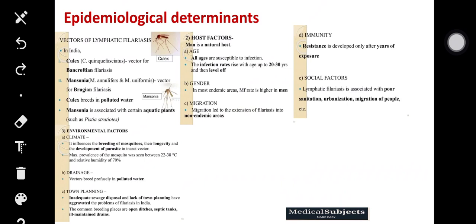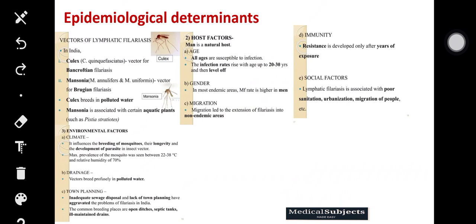So epidemiological determinants, as we know, the agent, host and environment. The agent, as we know, the Culex, the vector for Bancroftian filariasis in India, Culex quinquefasciatus. Quinquefasciatus is the vector for Bancroftian filariasis. Mansonia, another mosquito, is the vector for Brugian filariasis, that is Brugia malayi. Wuchereria bancrofti is transmitted by Culex, whereas Brugia malayi and Brugia timori are transmitted by Mansonia, the mosquitoes Mansonia.